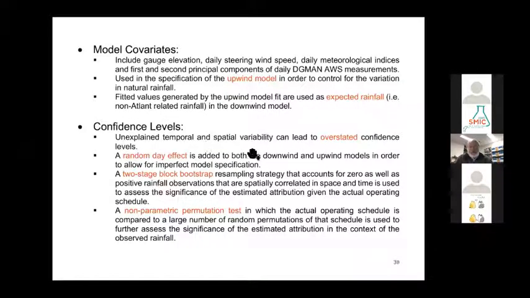Confidence levels: there's a lot of temporal and spatial variability here. A random day effect was added to both downwind and upwind models in order to allow for imperfect model specification. A two-stage block bootstrap sampling strategy, which also included predicting whether rain occurred or not, was used to assess the confidence intervals on the attribution. And then finally, a non-parametric permutation test was used to actually test for causality in the attribution process.